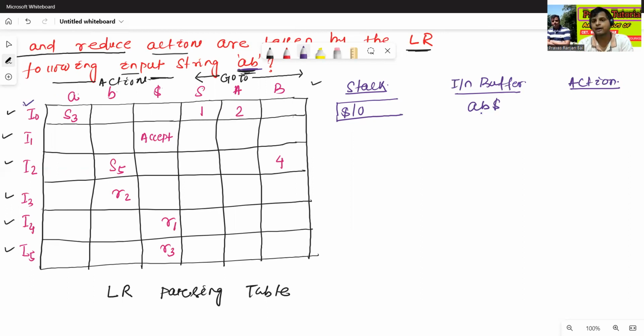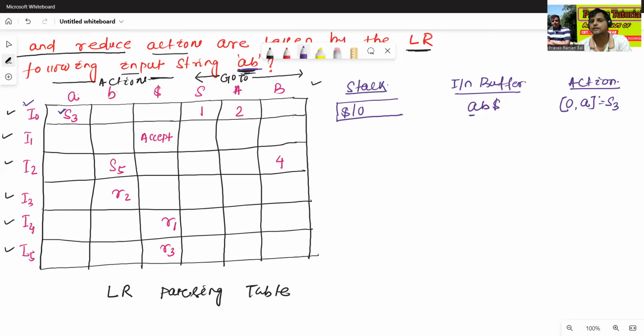Now we'll see how to process here. What is the top of the stack? The top of the stack contains here 0. What is the first element of the input string? The first element of the input string is A. So 0 to A. Just check the table. 0 to A is which action? 0 to A is S3.